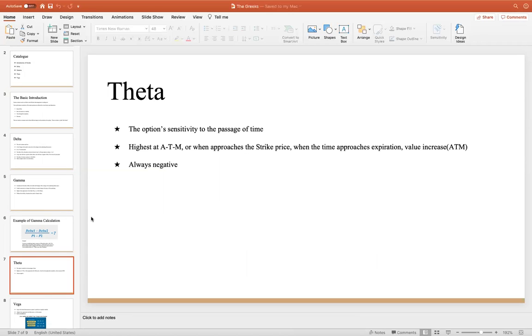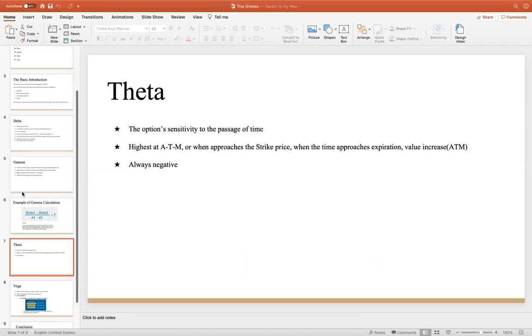Now for theta. Theta is the option's sensitivity to the passage of time, and it is also the highest at the money, and different from gamma, all the options have negative theta.